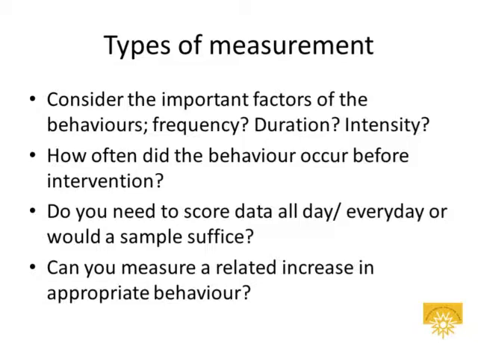So thinking about, okay, maybe the frequency of my behaviour hasn't decreased, but the intensity might have decreased. And really think about what's the important element of this behaviour you want to decrease. You want to think about how often the behaviour occurred before intervention, so you've got some kind of measurement to see how effective your intervention has been, and think about how you're going to score the data.